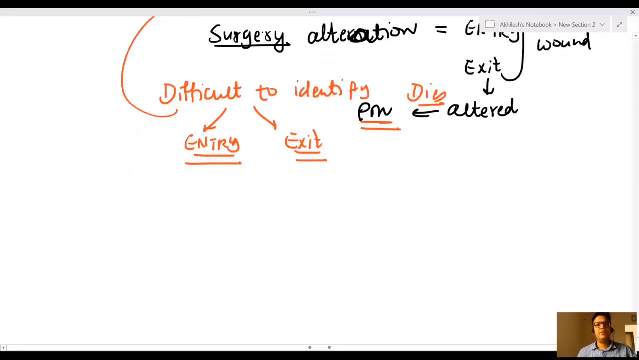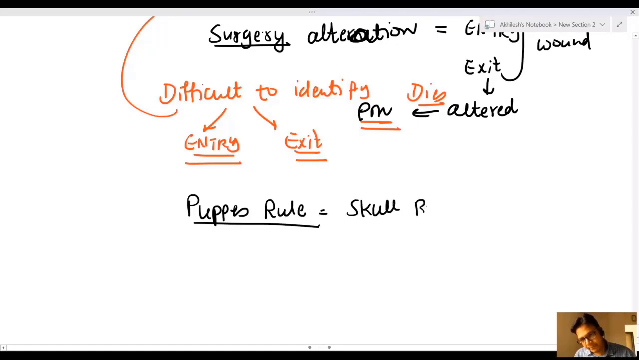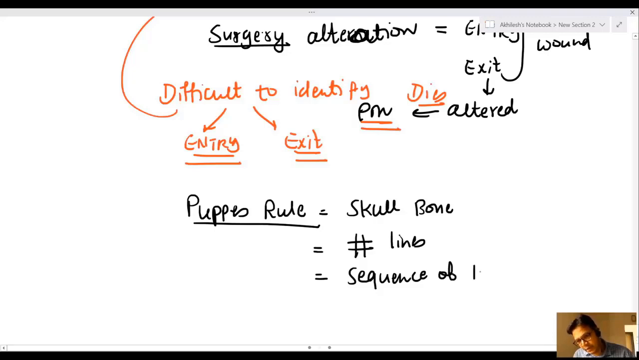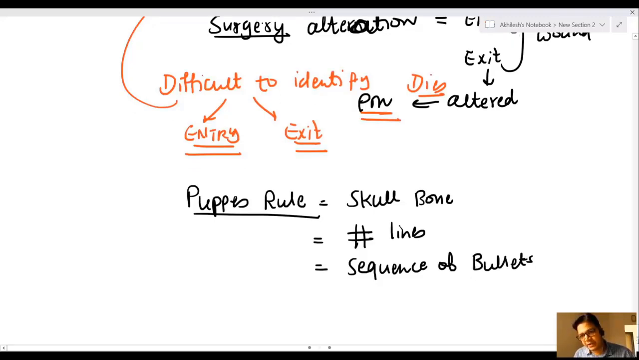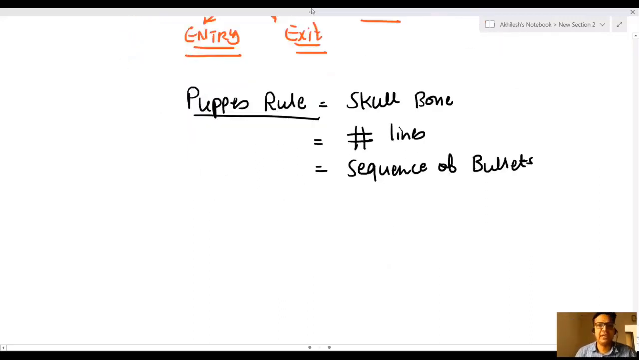Now, sir, a very important word comes: Puppe's rule. Sir, Puppe's rule is used for skull bone. In skull bone, we see fracture lines and we decide the sequence of bullets. We decide the sequence of bullets by the fracture lines.